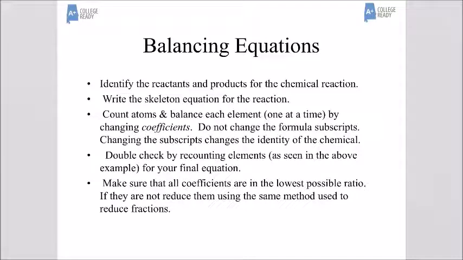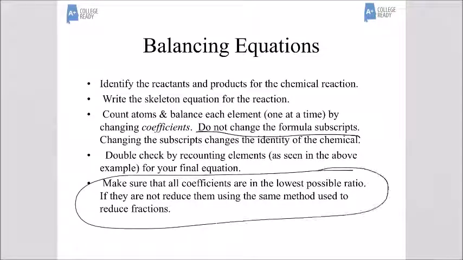So when we're balancing equations, we're first going to identify the reactants and the products for the reaction. We're going to write out the skeleton equation, which, remember, is an equation with the formulas of all the chemicals written out. We're then going to count the atoms, and we're going to balance each element one at a time by changing coefficients. And again, don't change the subscripts. You double check once you've done that by recounting the elements on both sides. You make sure that all your coefficients are in the lowest possible ratio. If not, you're going to reduce those coefficients sort of like you would reduce fractions.